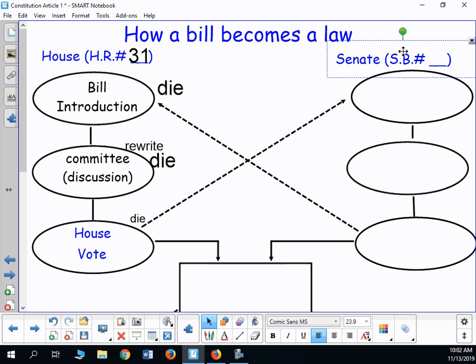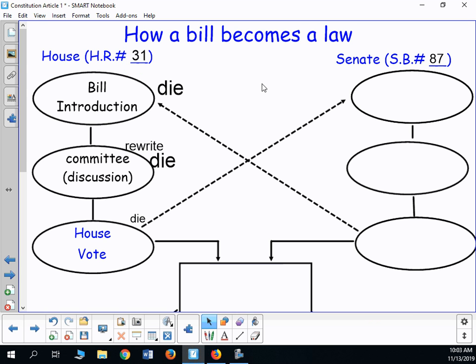The Senate's job now is to take this bill, and they are going to assign it their number, which happens to be Senate Bill 87. This is exactly the same bill. We're not talking about different bills. We're just talking about the same bill, or almost the same bill, that started off here in the House of Representatives. The bill is introduced, it's assigned a number, and it then goes to a committee.